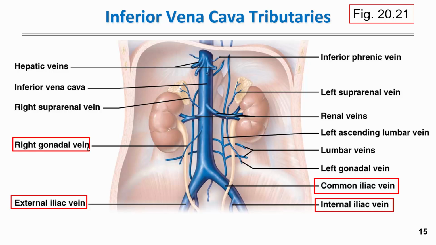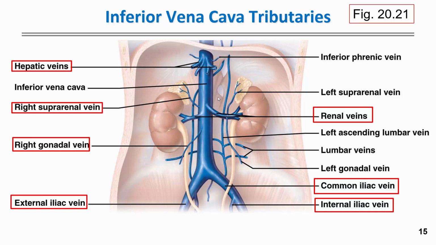The right gonadal vein drains deoxygenated blood from reproductive organs. The right suprarenal vein, supra meaning on top of the kidney, which is referring to the adrenal gland, and a left suprarenal vein drain blood from the adrenal gland into the inferior vena cava. Likewise, renal veins will return blood from both kidneys.